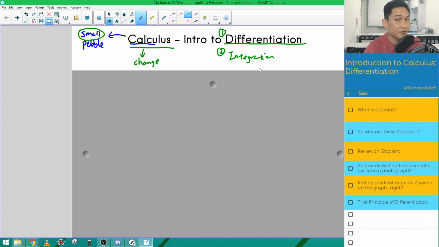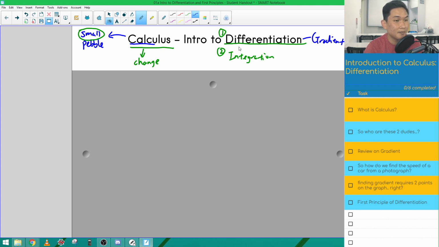These two are very big topics. Differentiation is really about finding the gradient, because the gradient gives us a lot of information and insight. For example, if I have a distance versus time graph, the gradient will tell me how the distance is changing with respect to time, which means I'll be able to find the speed. If I have a speed versus time graph, then the gradient will allow me to find out the acceleration. So gradient gives you more information than what you see on the surface level.